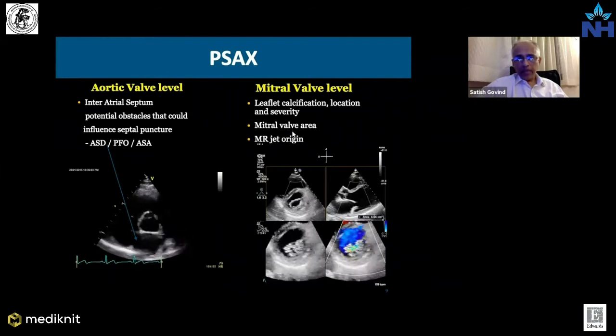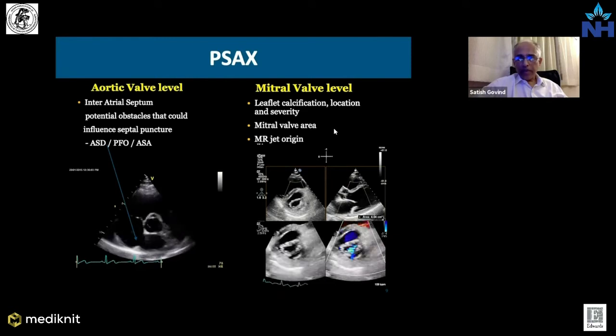Then there is the mitral valve level. Here the leaflet calcification is looked at, and then there is the location. It is much easier to find out the location of the calcification in the short axis. So a lot of attention, a lot of zooming has to be done here. And again, as much as possible, it's subjective, so the severity also.